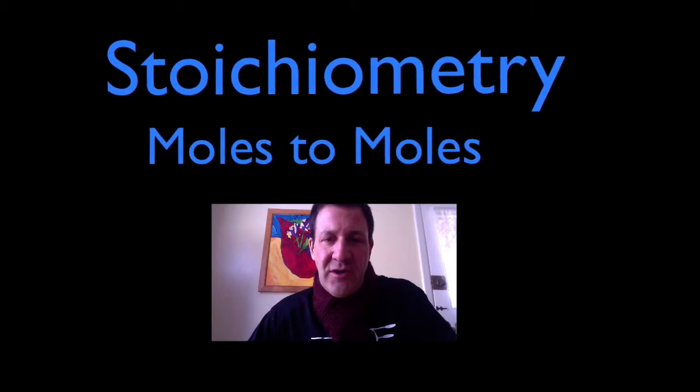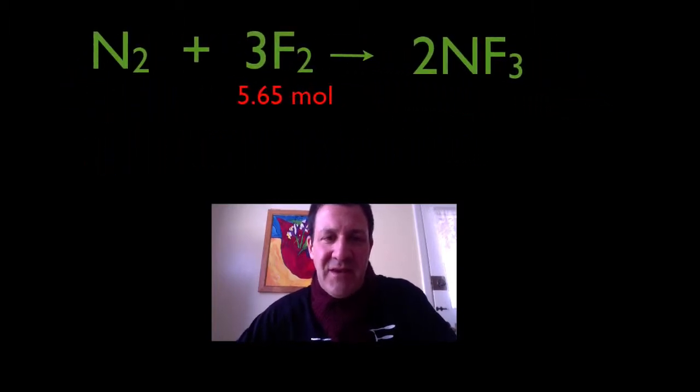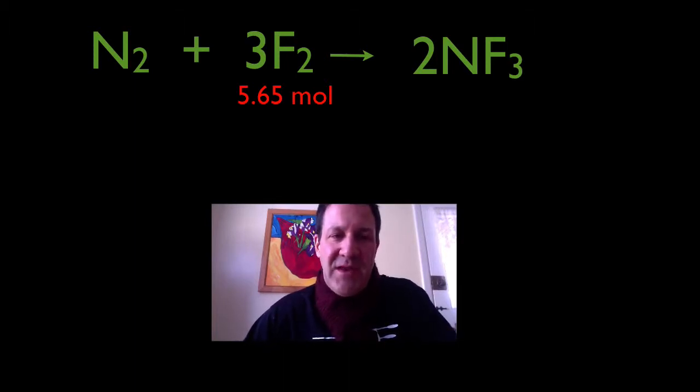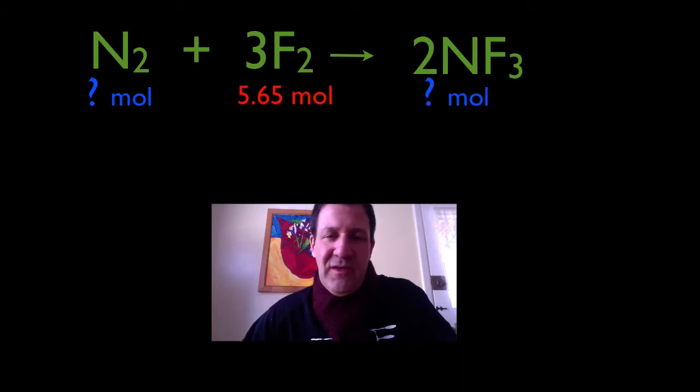Okay, so let's look at the chemical equation. Here we have it. It's nitrogen gas plus fluorine gas equals NF3. So you can see we have been given 5.65 moles of F2, and we want to know how many moles of N2 and how many moles of NF3 we're going to produce in this reaction.